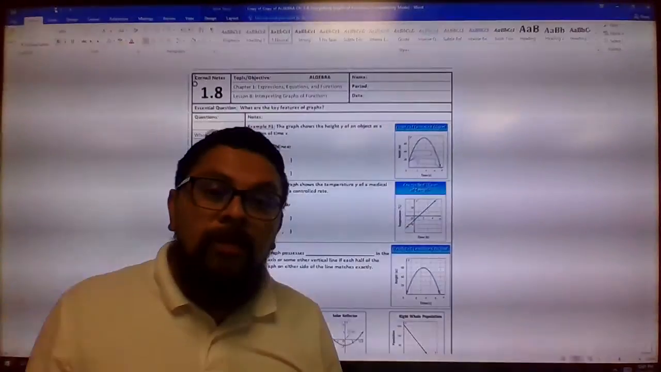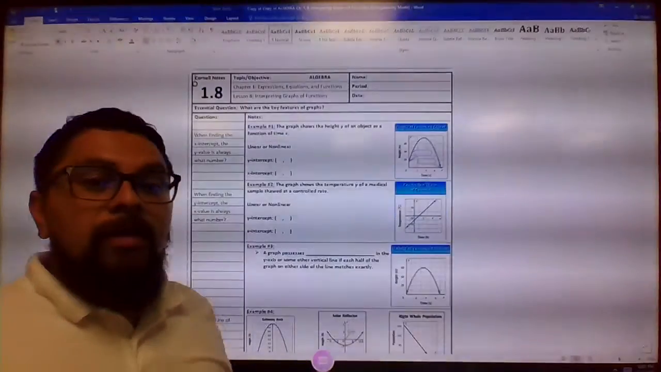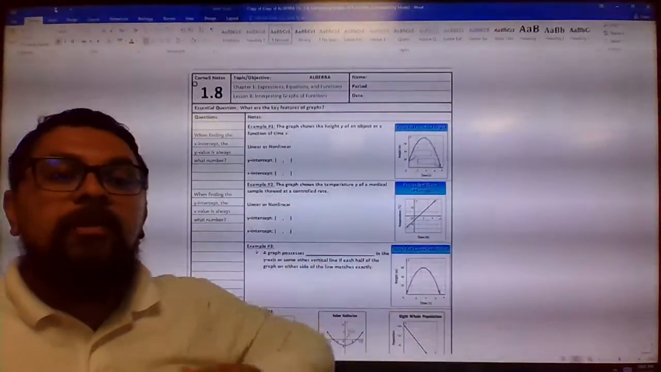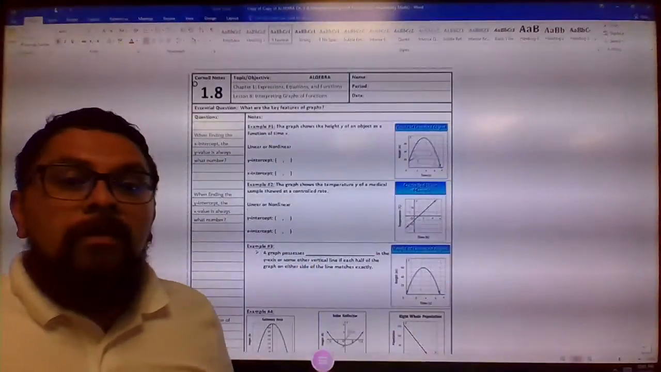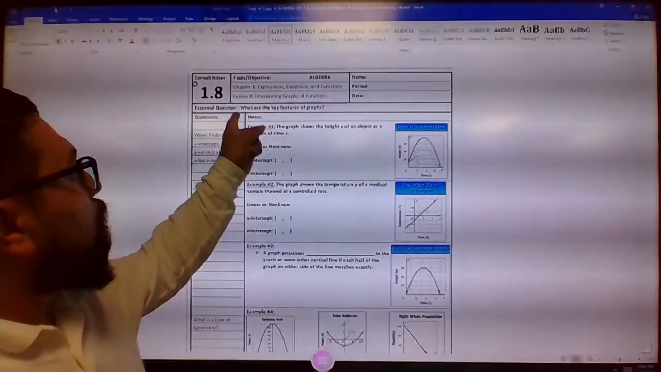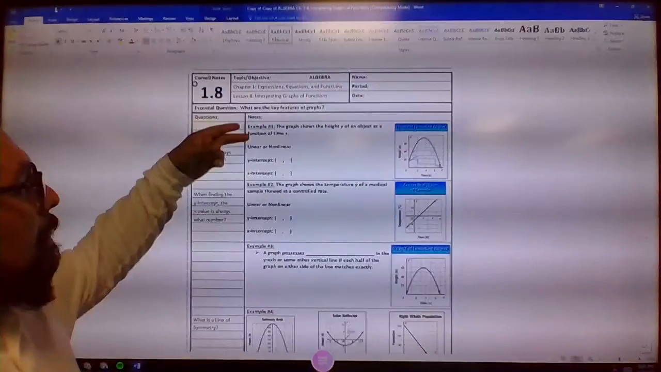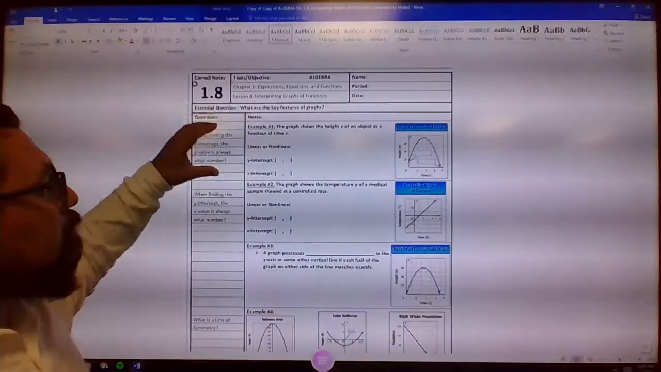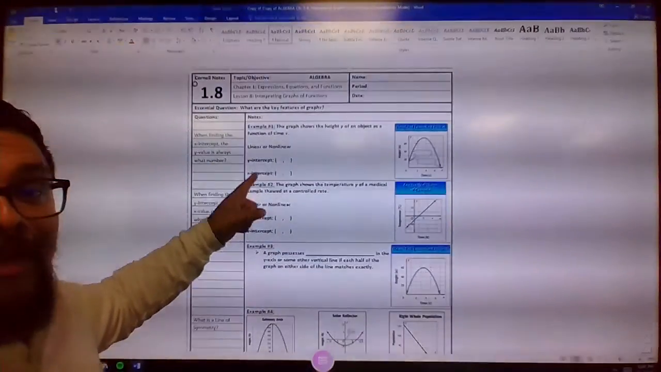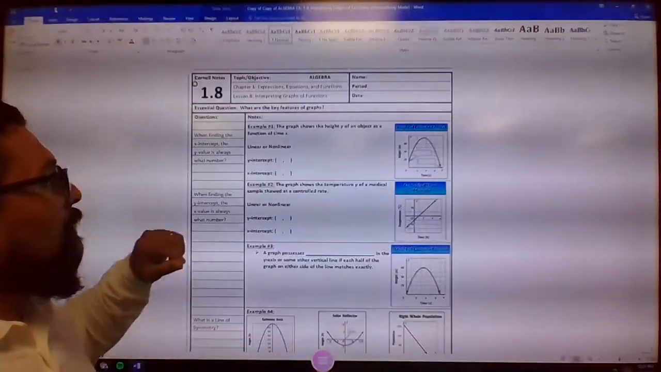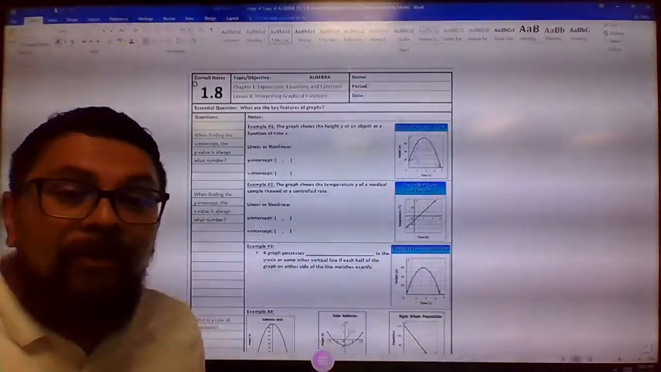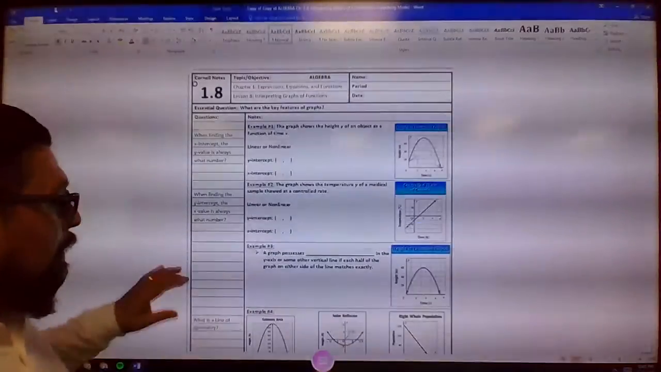We're continuing on. We're actually going to finish it today. What we're learning about is characteristics of a graph. Our essential question was, what are the key features of graphs? In the beginning, on the first page in the front, we looked at the x-intercepts and the y-intercepts. We also looked at whether it is linear or nonlinear.